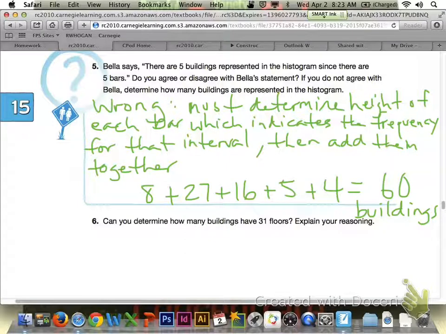Bella is incorrect in this situation. What she actually has to do is determine the height of each bar, which will indicate the frequency for that interval. Then she needs to end up adding all of those numbers together.